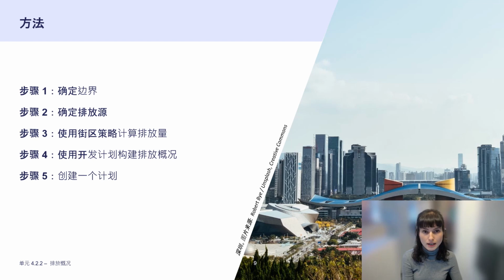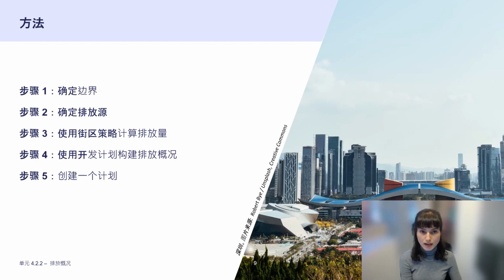Step 3. Calculate emissions using the neighbourhood strategies. Use industry benchmarks for both construction and operational emissions, based on building type and materials. Where possible, refer to local measured data or precedents. Adjust the benchmark data to reflect the neighbourhood strategies. Step 4. Construct the emissions profile using the development schedule. Use the development schedule to create a time series of annual emissions. Account for the impact of future policy requirements or industry standards on emissions.